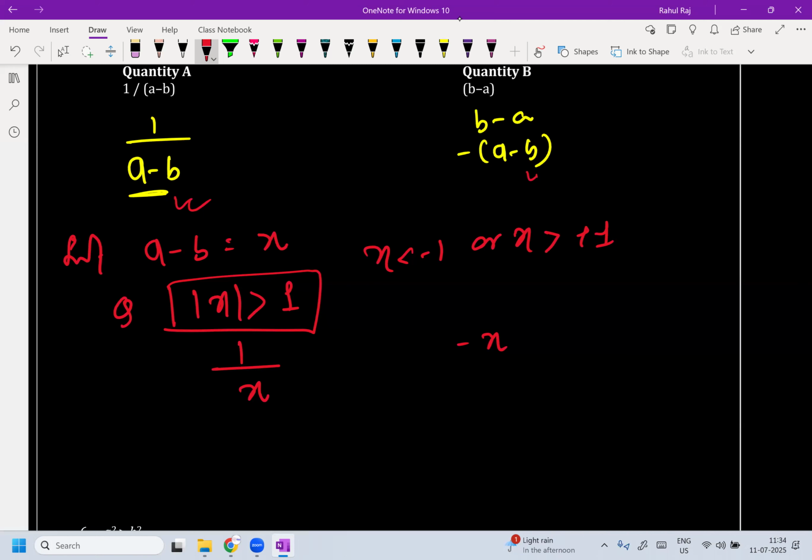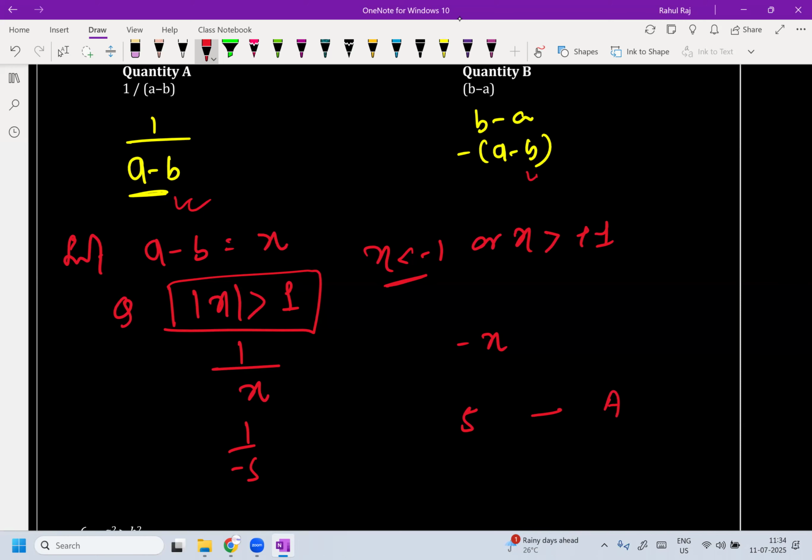So quantity A is greater than quantity B. So when I take x less than negative 1, take any value, let's say x is equal to negative 5. So it becomes 1 by negative 5, and this becomes 5. So none of them actually. So quantity, this, okay.